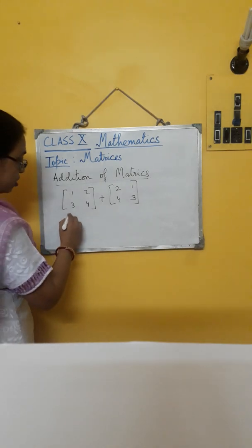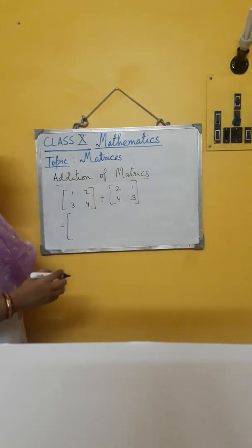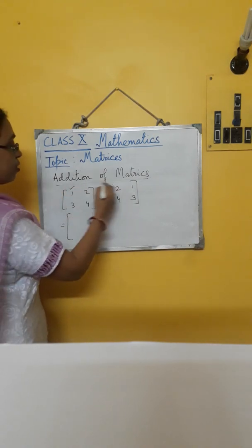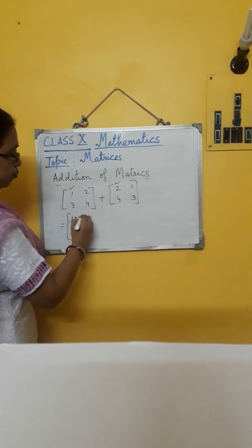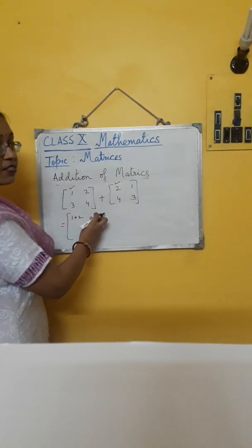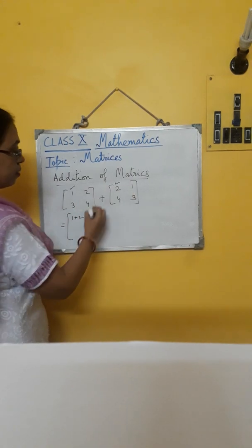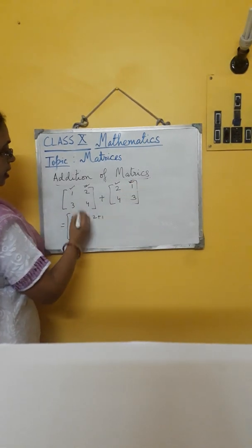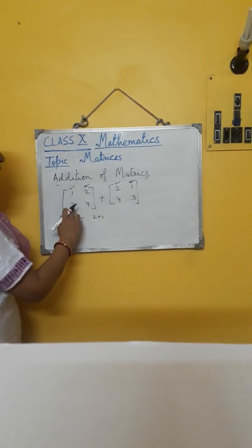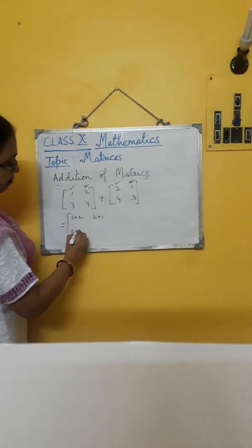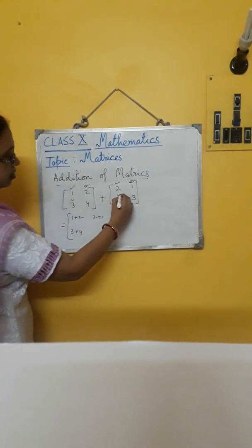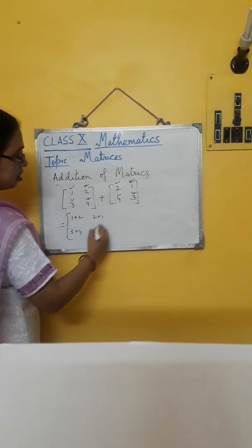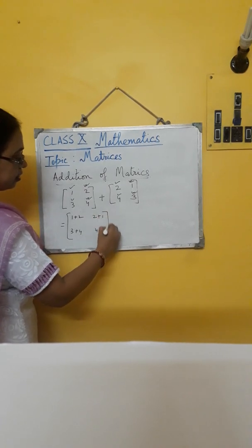Whenever we add two matrices, we add the corresponding elements. That is the first one with the first one, 1 plus 2. Go to the next element, 2 plus 1. Next, you come to the next row and add 3 and 4, so 3 plus 4. Next, we move to the last one, 4 plus 3.